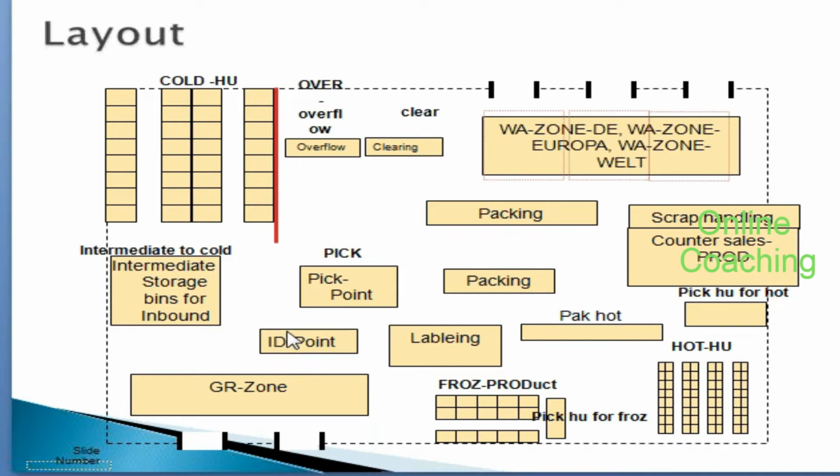Usually the identification point acts like an initial starting conveyor entry, where I'll decide, suppose the goods arrived in the GR zone, whether I want to send them to the cold zone or to the hot zone. I also have a separate zone for the frozen goods. Before storing the goods in the cold zone, I want to store them in some intermediate bin. So this is a very small warehouse which we want to configure.